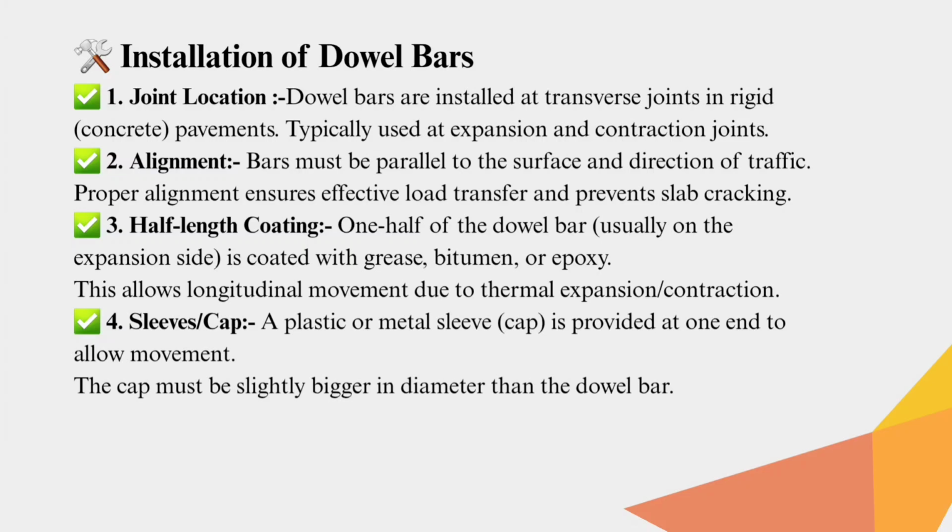Then the next point is the sleeves or cap. A plastic or metal sleeve is provided at one end to allow the movement, and this cap must be slightly bigger in diameter than the dowel bar, so we can fix that cap on the dowel bars.